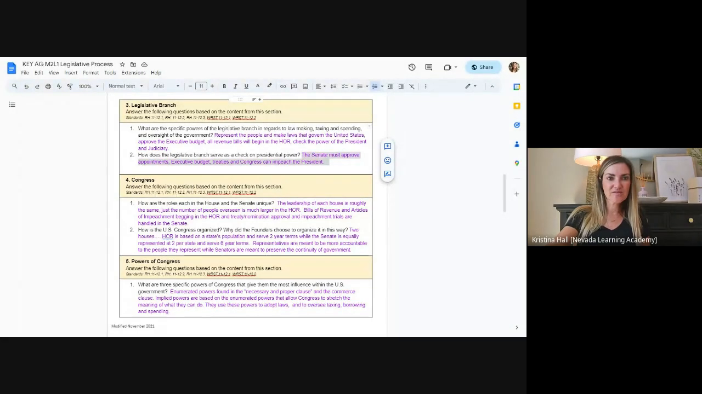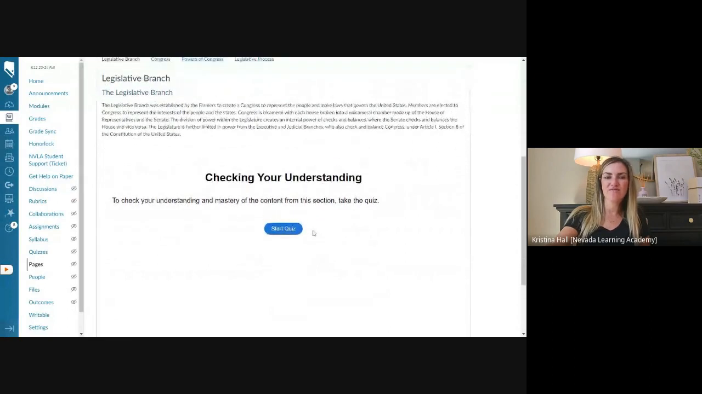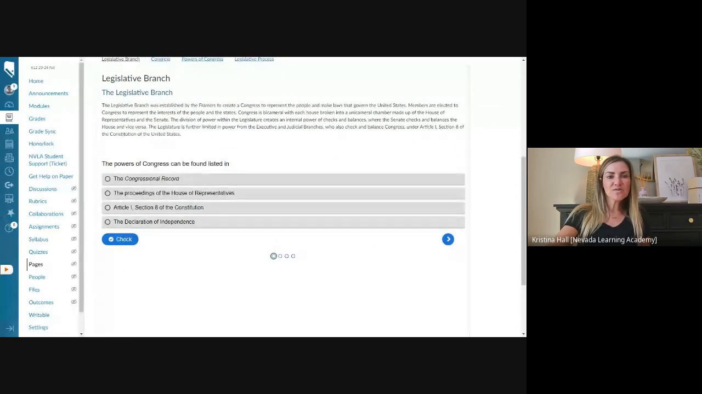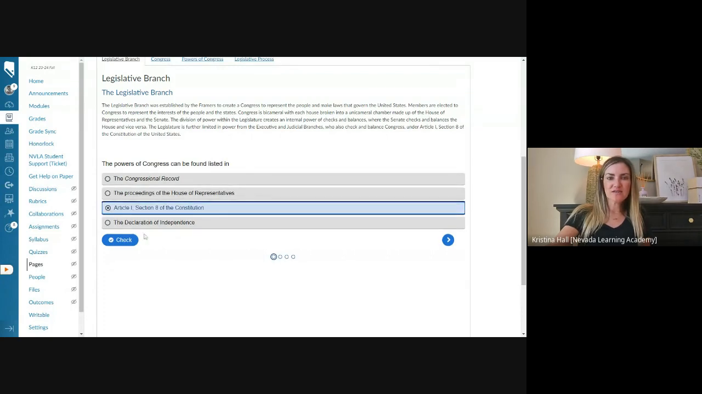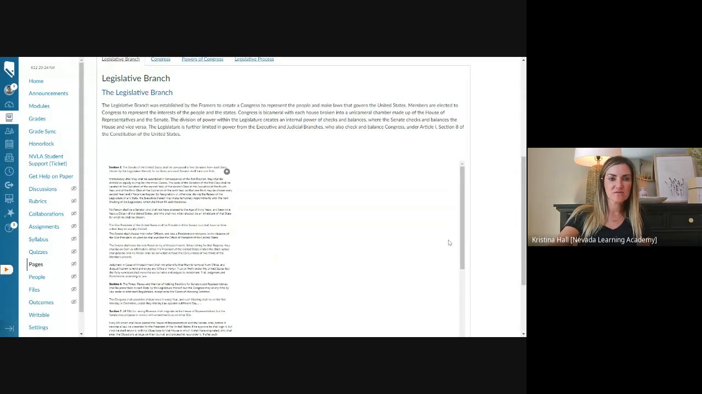Okay, so it's the second part of number 3. Let's go back over into Canvas. Let's do the checking for understanding, and then we'll wrap up for the day. So the power of Congress can be found listed in Article 1, Section 8 of the Constitution.